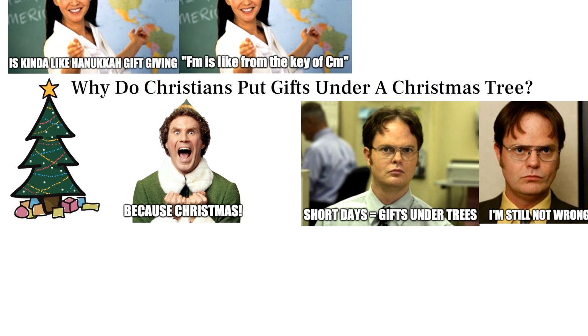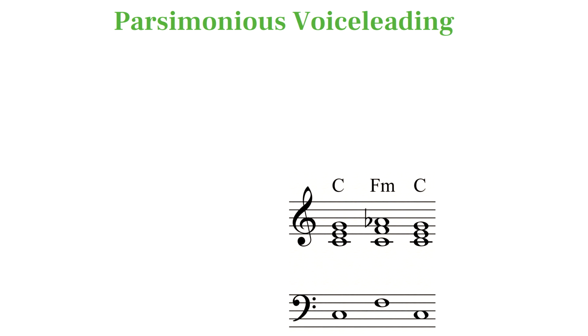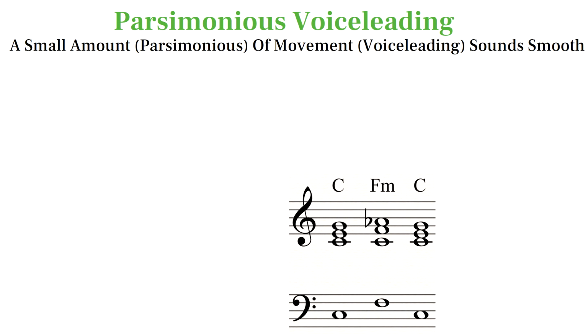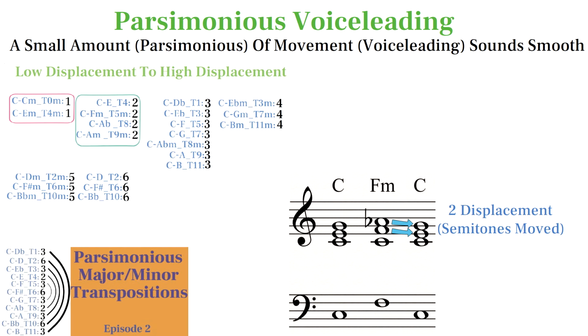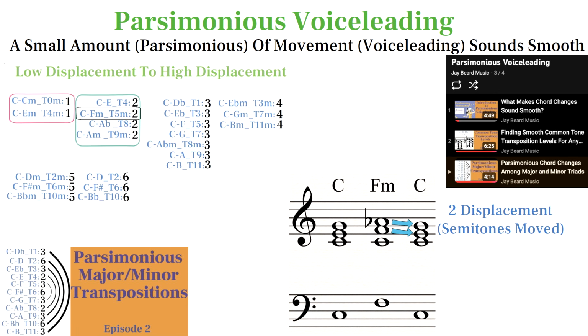The more objective mathematical explanation for the use of F minor to C major comes from the idea that a small amount of movement sounds smooth. We can objectively point out that only 2 pitches had to shift a semitone for the chord change. If you compare this to all the other ways major and minor chords can move between each other, like I did in this video, you see that a shift of 2 semitones is quite small relatively speaking, thus it's not surprising that composers would utilize this parsimonious voice leading.